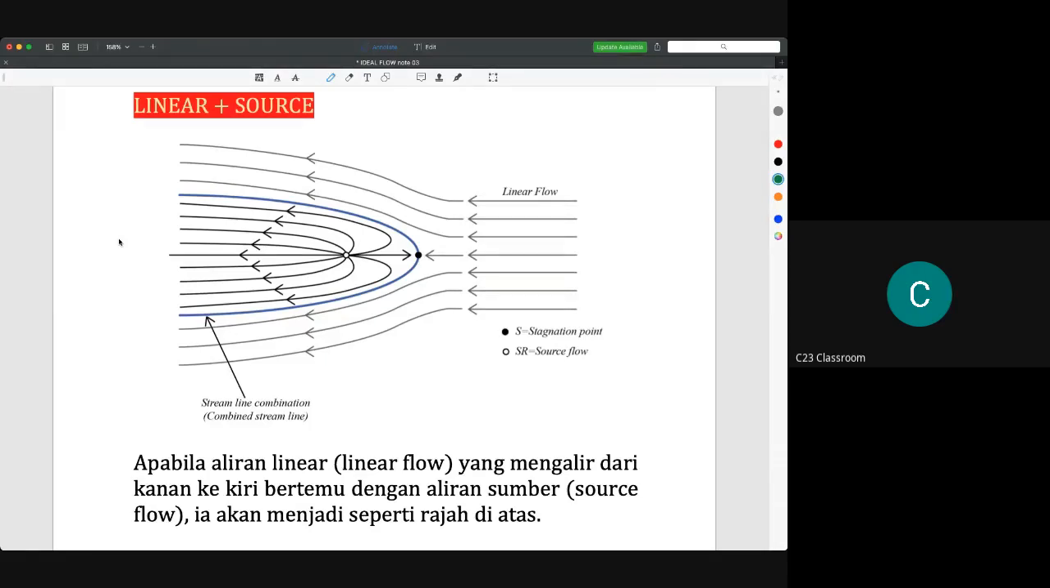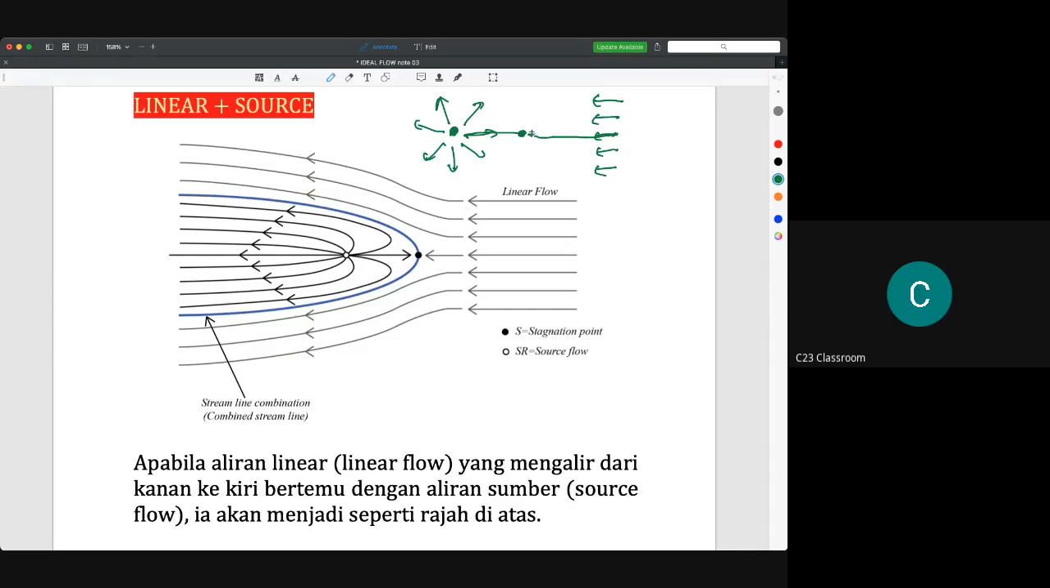So this is actually the final result after linear flow is combined with source. So what happened before that? I hope you could imagine that we know source is flow that comes out from one source and flows on the radial axis. And linear flow is a straight line like this one, and then you start to imagine if this molecule and this molecule meet each other, they will collide.